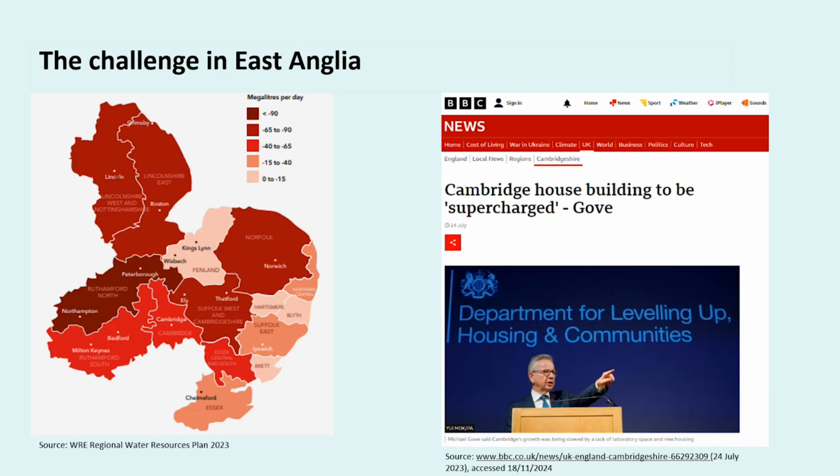And yet the demand for water is growing, with one of the highest rates of new housing development in the country, and ambitions to build 250,000 homes in the region by 2040. And it is, of course, also home to very significant nationally and internationally important businesses and research. And there's also the wider Oxford-Cambridge arc, where development is proposed.